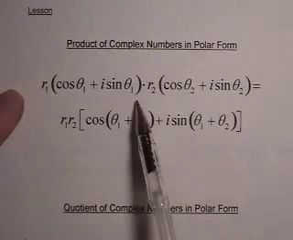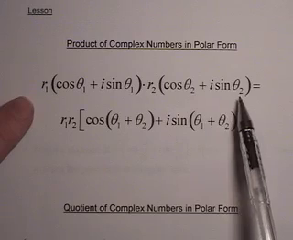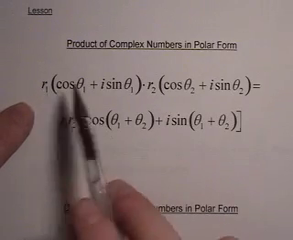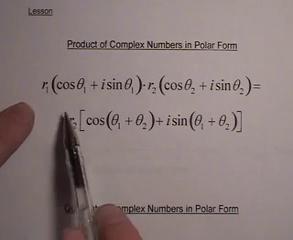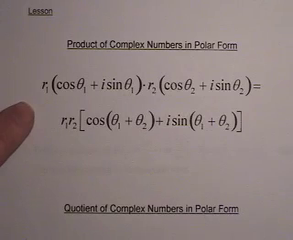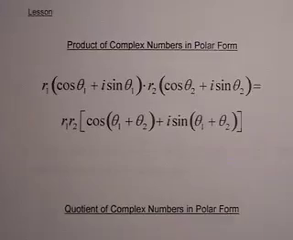So you take the first polar form, and take the second complex number in polar form. If you want to multiply them together, all you have to do is multiply the radii together. So I get r1 times r2, and add up the angles. So you multiply the radii and add the angles.